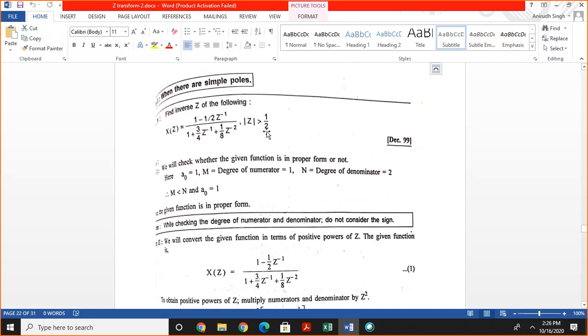Then we find the inverse z transform. Find the inverse z transform of the following expression. X(z) is given by this expression, and this is the ROC, and you have to find the value of x(n).